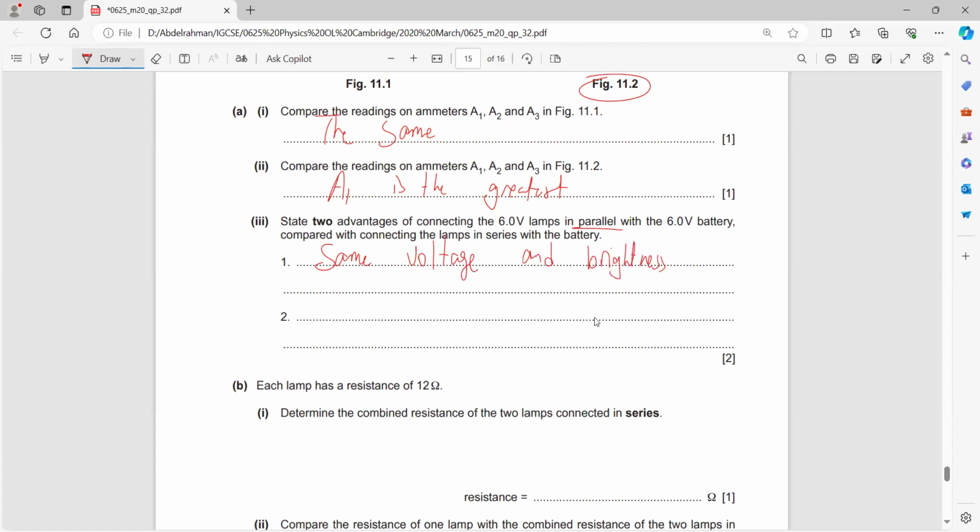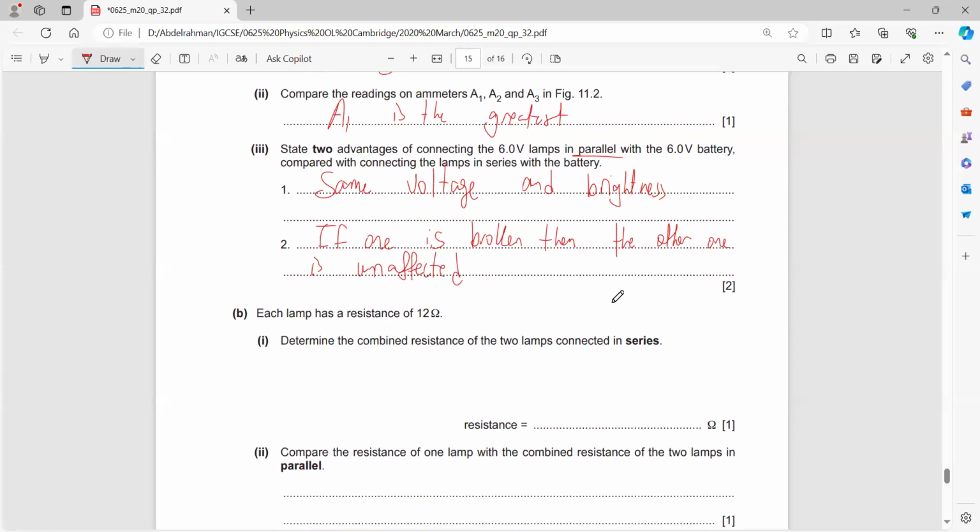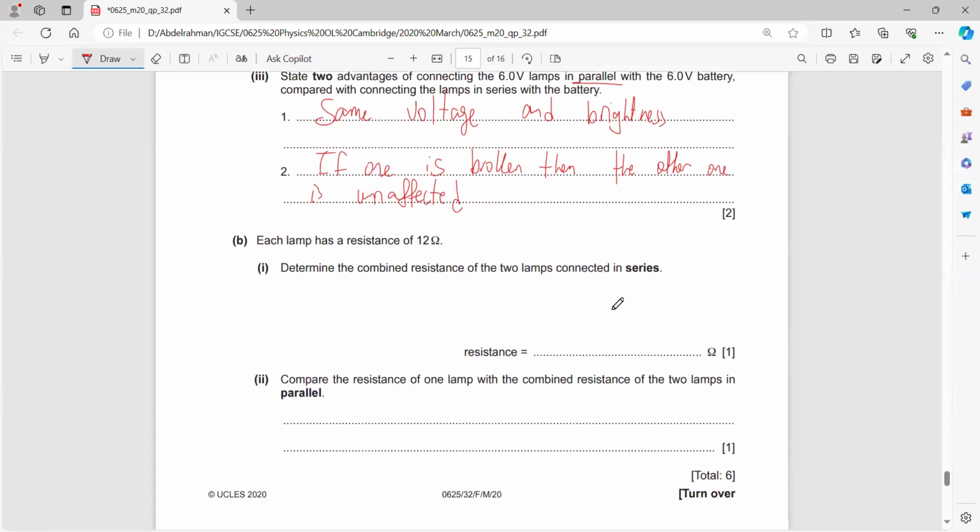And we can say if one is broken, then the other one is unaffected. Each lamp has a resistance of 12 ohms. Determine the combined resistance of the two lamps in series. Quite easy. If they are in series, 24 ohms. 12 plus 12 is 24.